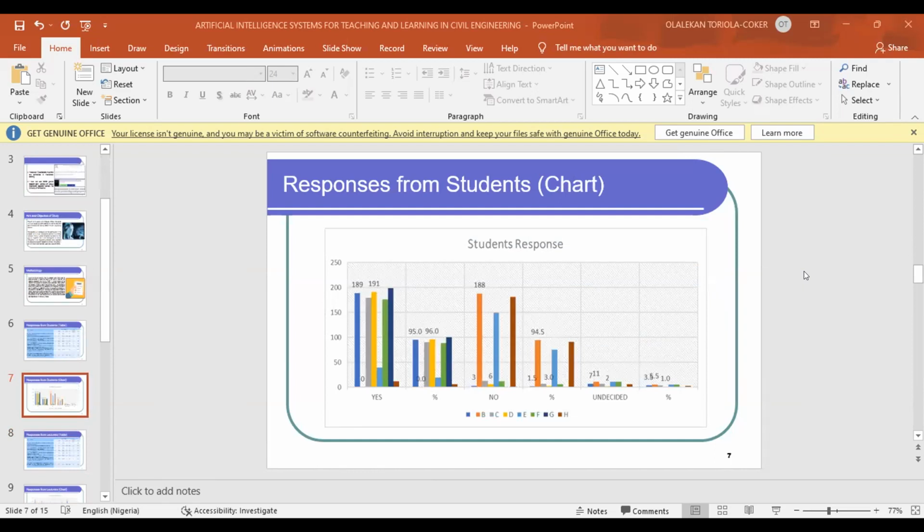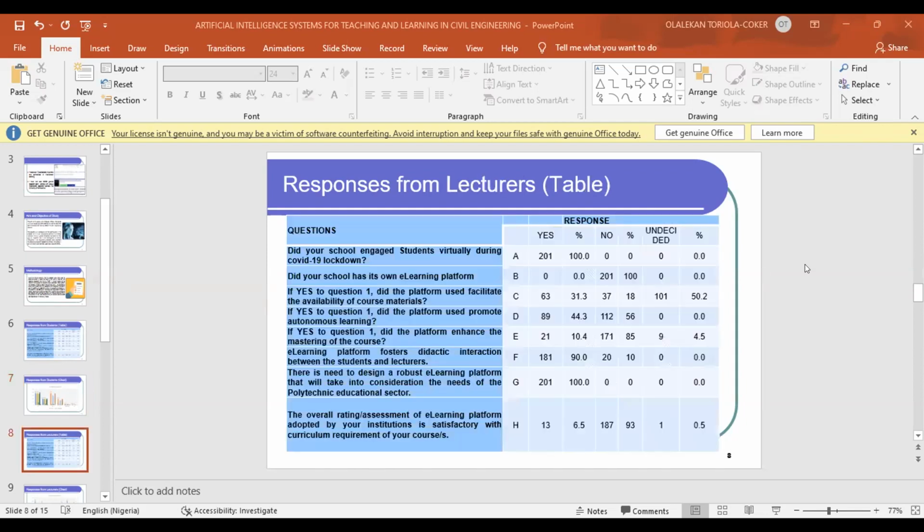Then this is the chart for the responses. You can see the yes for those questions that were asked, and you can see the percentage, and you can see the no of the student responses. For A, B, C, D, E, F, G, H, you see the variance in responses from the students. And with that, we now move on to the responses from the teachers, the lecturers.